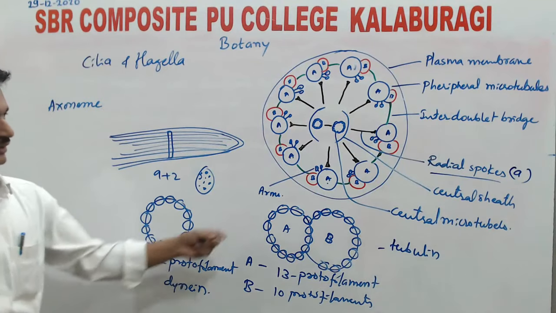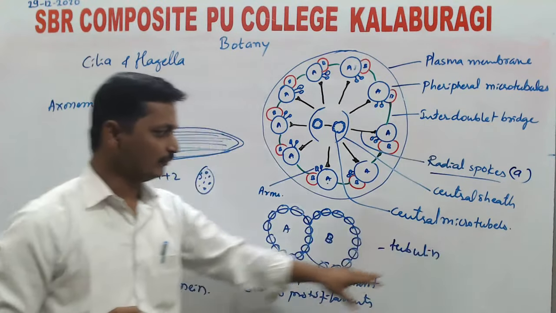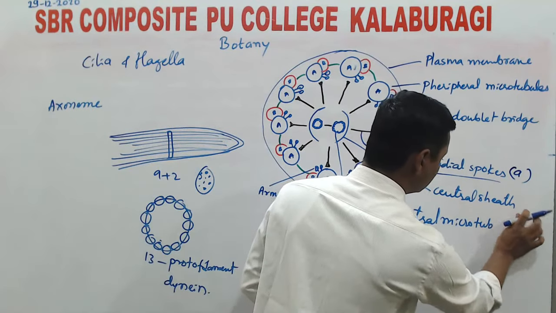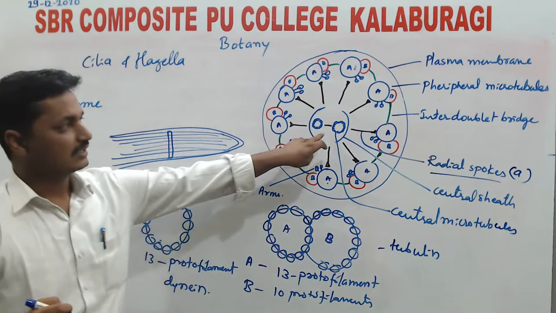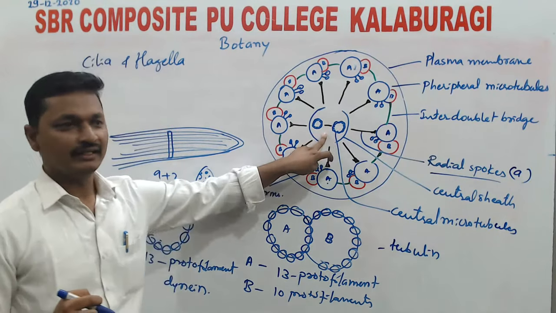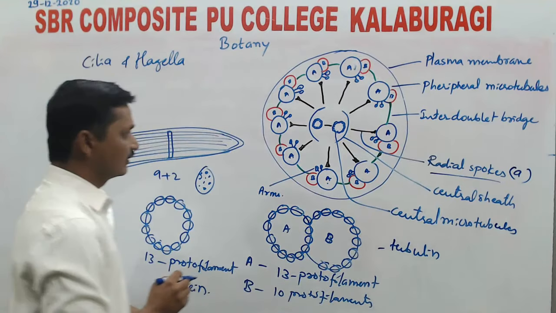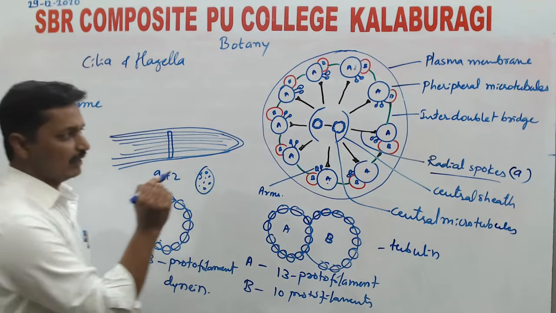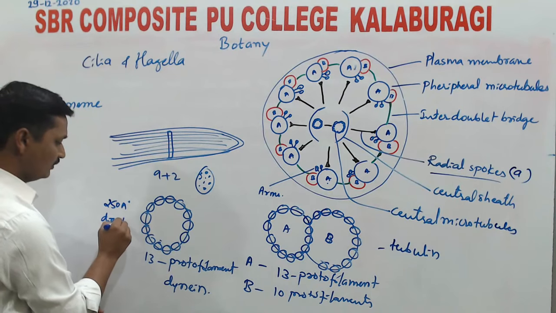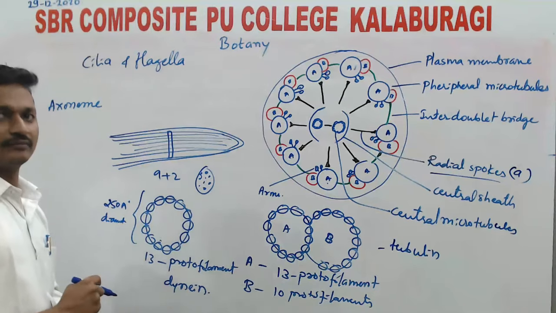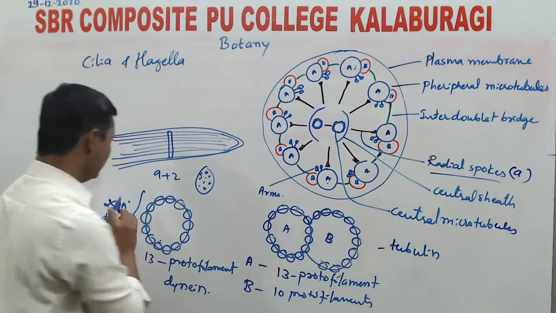Whereas the central sheath has two microtubules called central microtubules, and these are made up of one more protein called dynein. Remember, central microtubules are made up of dynein and peripheral microtubules are made up of tubulin. Coming to their size, the diameter of each microtubule is about 250 angstrom.